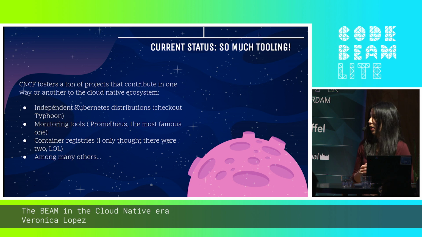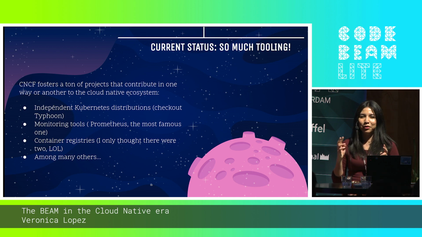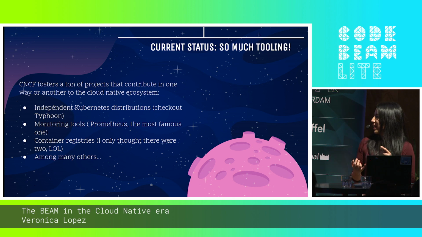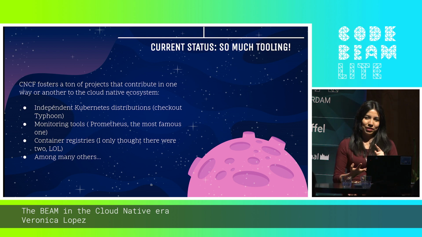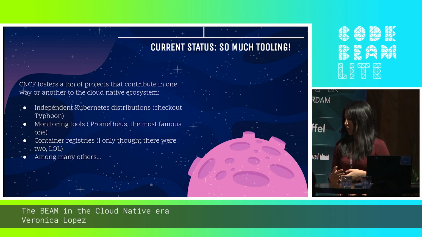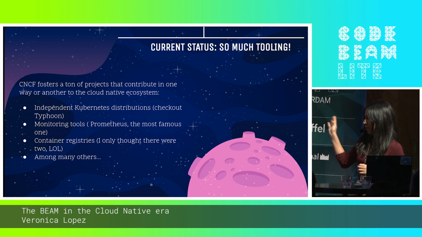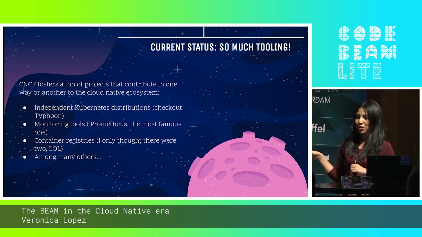Just to start, for example, independent Kubernetes distributions. Check out Typhoon. It was made by one of my friends, and it's super, super cool. Monitoring tools like Prometheus that you might be very familiar with, which is the most famous one. Then container registries. There are so many container registries. I literally thought there were only 2, the Docker one and the CoreOS one that I used to work on. But the point is that there are many, many tools.